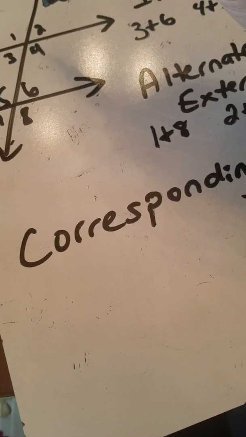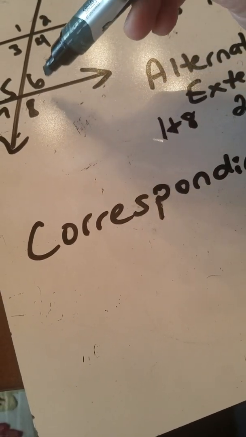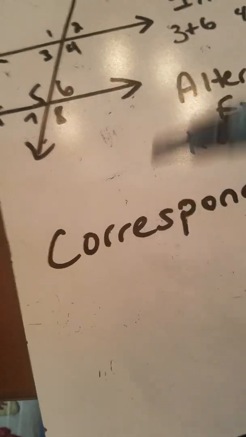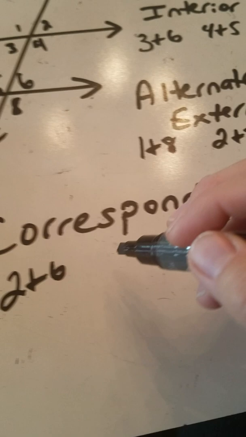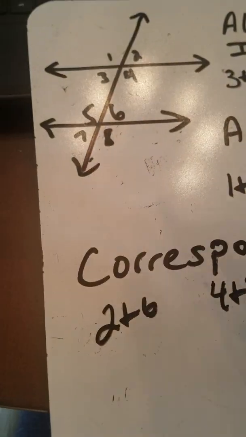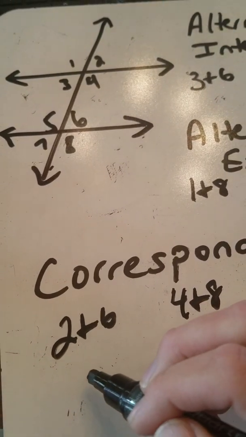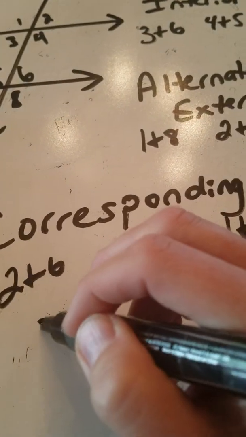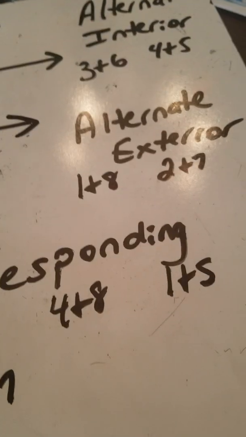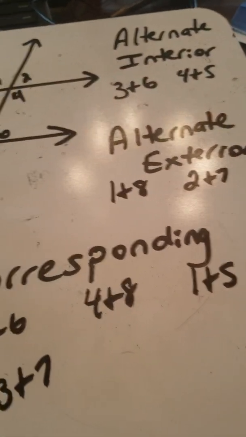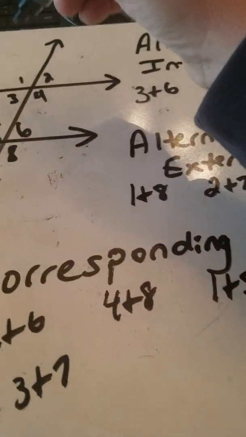They correspond. So you have 4 pairs of these, so 2 and 6. 2 falls on top of 6, they're corresponding. You also have 4 and 8. Let's see what else. You have 1 and 5, and you have 3 and 7. Now, generally, when I'm trying to find the sum of the angles, I don't always go by these terms, although they're great when you have to explain yourself. We'll come back to that.